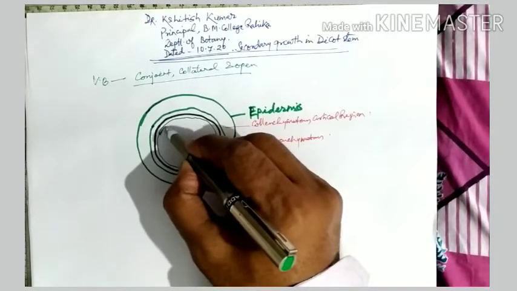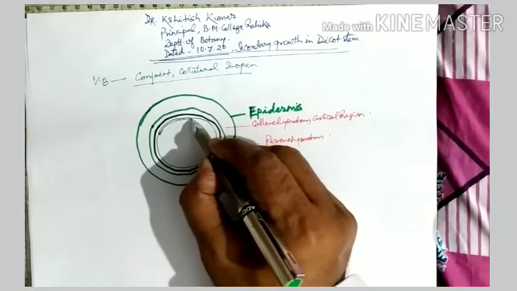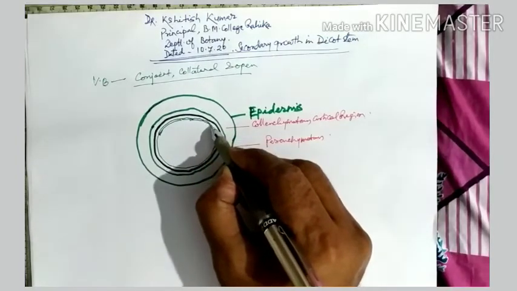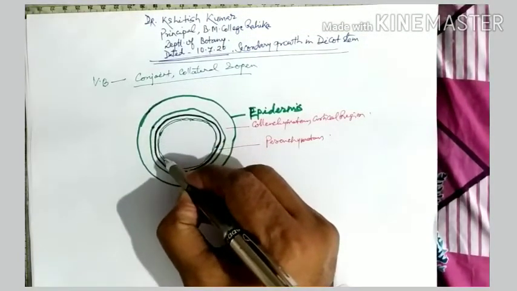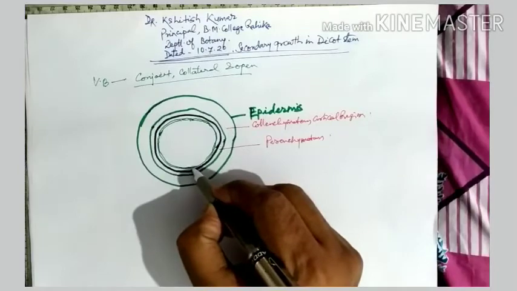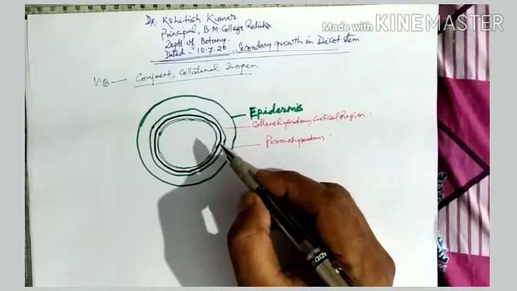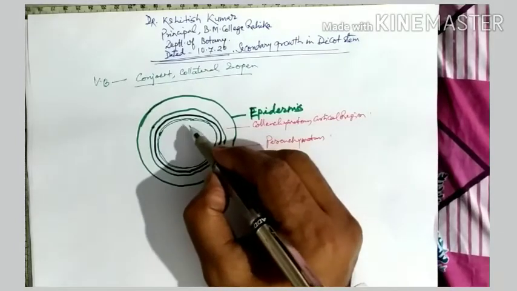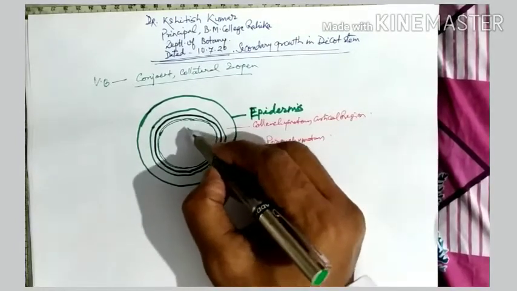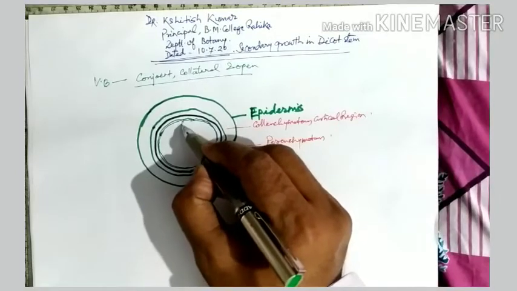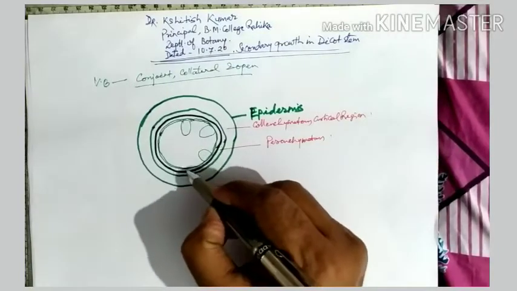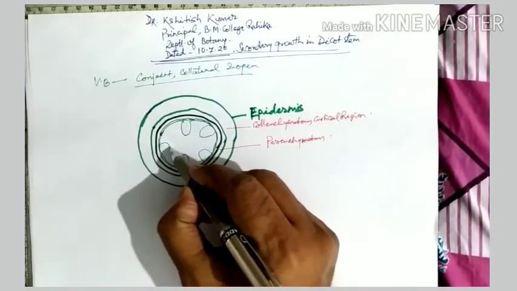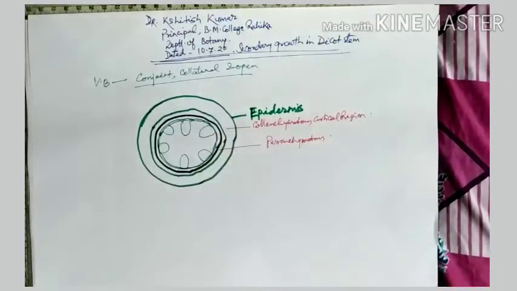And next to the endodermis there is the pericycle. Here is the layer which is called the layer of pericycle. And inside the pith there are several vascular bundles. These are vascular bundles, and these vascular bundles are conjoint, collateral, and open.